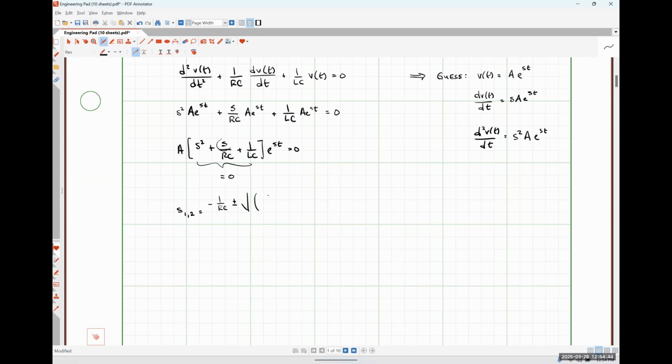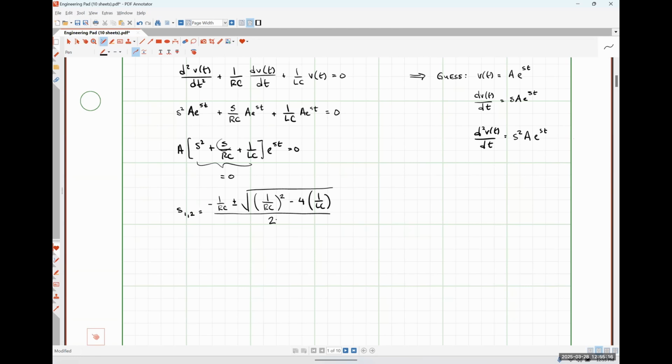plus or minus the square root of b squared. So I'm going to have (1 over RC) squared minus 4 times a, which in this case, that's the coefficient on s squared, so it's just 1, times c, which is the constant term, which is 1 over LC. And all of this is going to be divided by 2a, so that's just going to put a factor of 2 on the bottom.